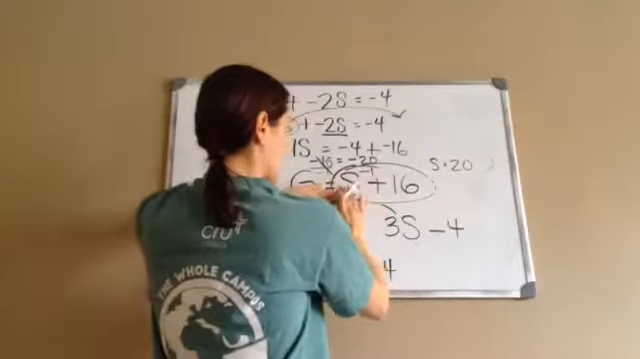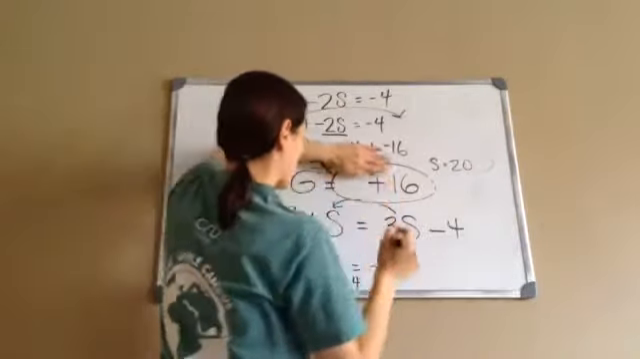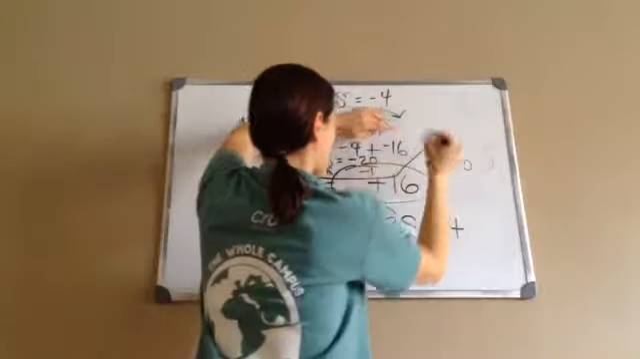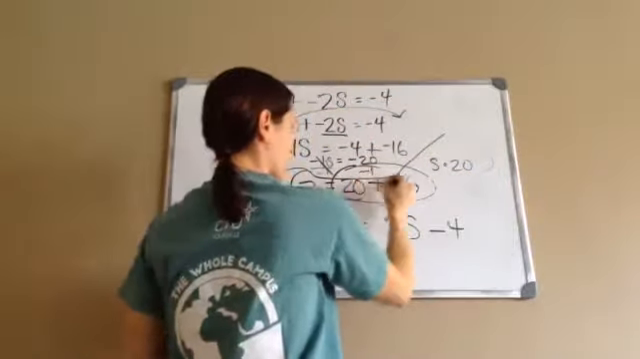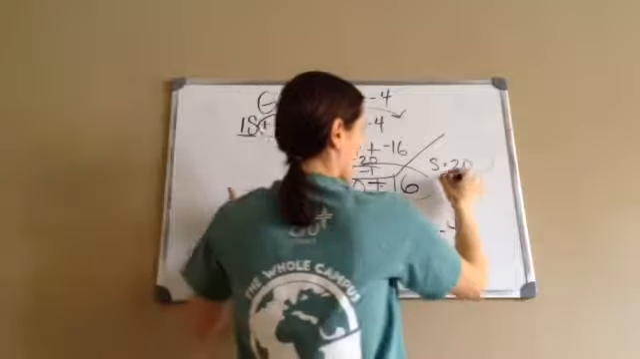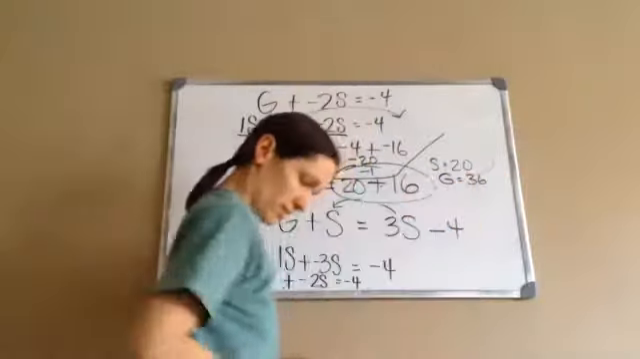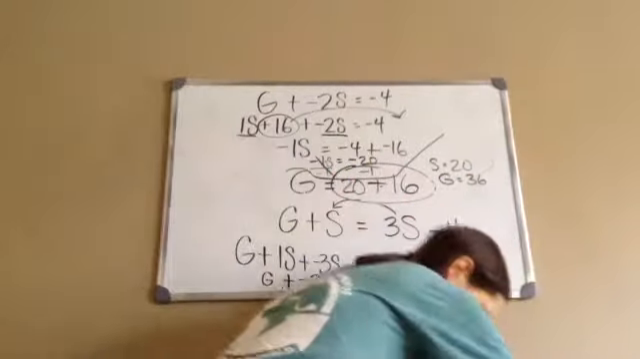Now, since S is 20, that's why I tried to keep this here. I didn't want to erase it. If S equals 20, 20 plus 16 is 36. G equals 36. Okay? All right, one more problem.